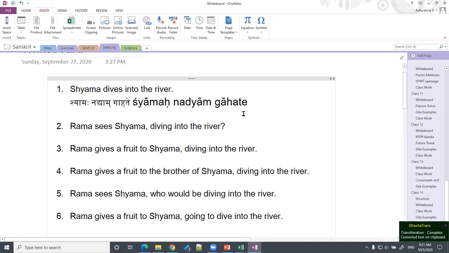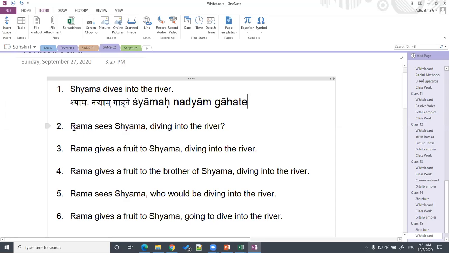So simple sentence, no complications. Shyama dives into the river. Shyamaha nadyam gahate. It's a present tense sentence for an Atmanepadi root. Rama sees Shyama diving into the river.